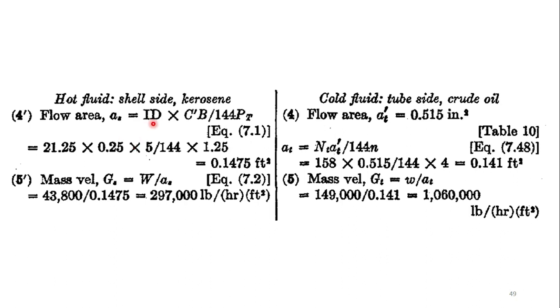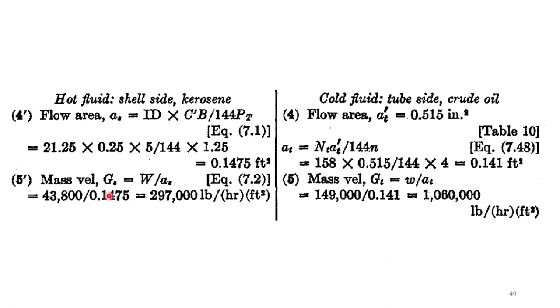After putting the values, the internal diameter is given, the clearance C is also given, and you can take it from the given dimensions of the shell side. The baffle spacing is also given, the pitch is also given, and after putting the values you will have the flow area for the shell side. Similarly, the number of tubes and the flow area you can take from the table for the tube side in table 10, by using the Birmingham wire gauge and the other specifications for the tube side, and after putting all the values in this formula you will get the flow area of the tube side.